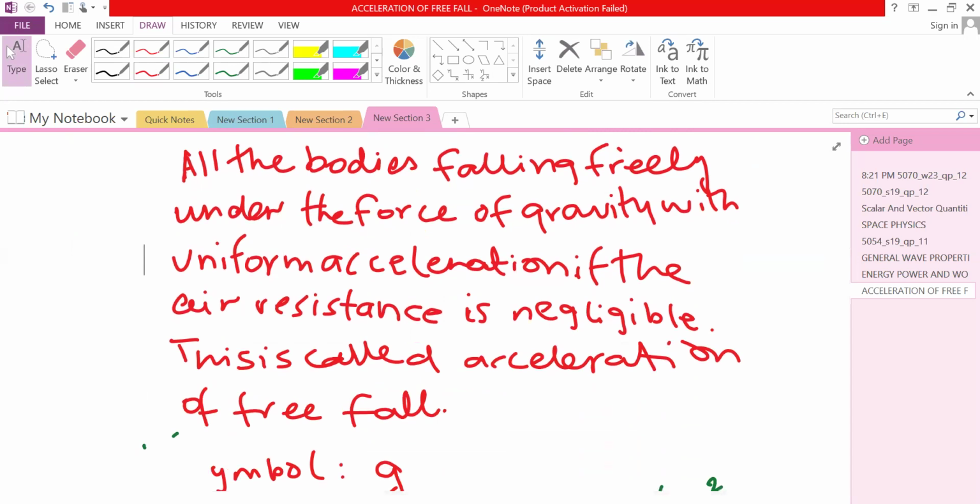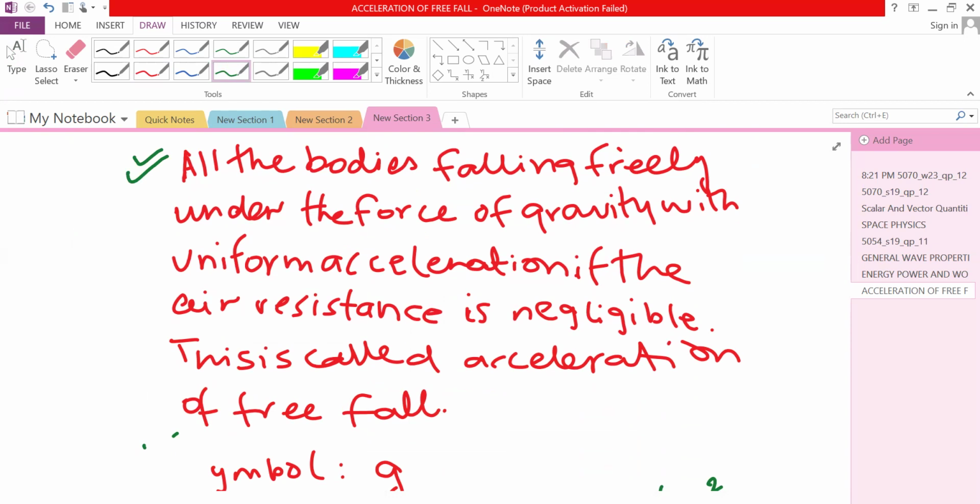All the bodies falling freely under the force of gravity with uniform acceleration, if the air resistance is negligible, this is called free fall acceleration, or acceleration of free fall. So this is the definition of acceleration of free fall. Let me repeat it again.